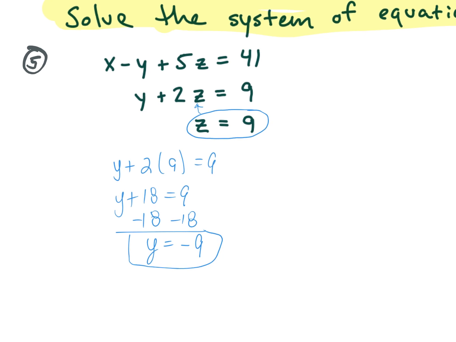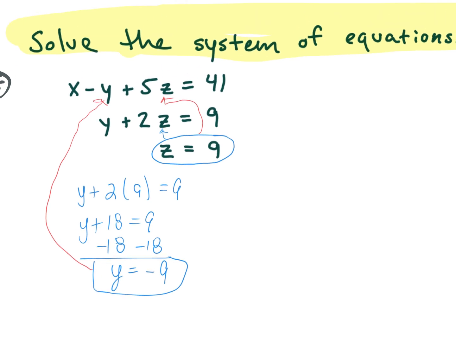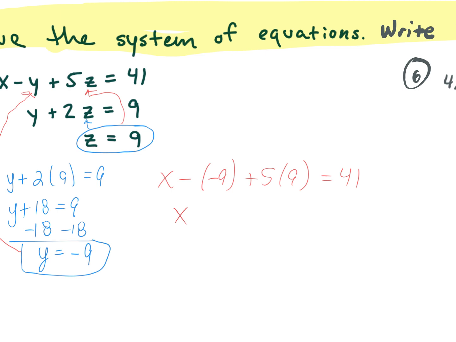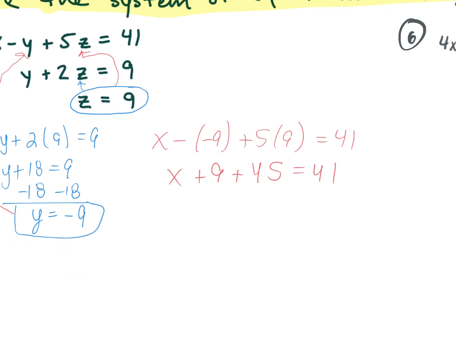Is there a way that I could now figure out what x equals? Yes, I could take this y and put it there, and I could take this z and put it there, right? Do you see how you're working backwards? That's why it's called back substitution. So x minus y, so minus negative 9, plus 5 times 9 equals 41. So x minus a negative is plus, so x plus 9 plus 45 equals 41.